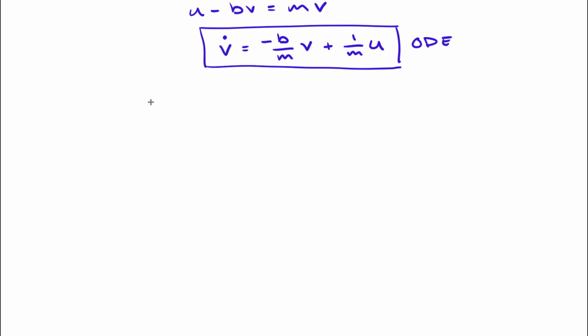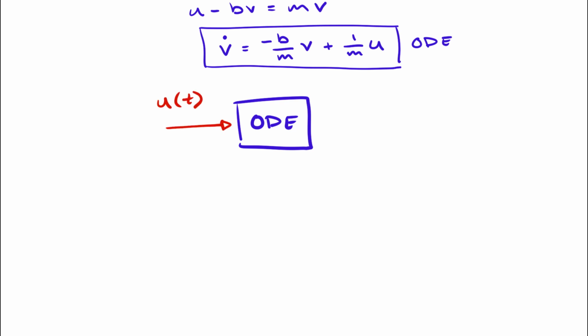It's important to pause at this moment to understand what this equation represents. It's a mathematical representation of the dynamic system defined in the free body diagram. In other words, for any given input u of t, we should be able to solve the differential equation and arrive at the actual output velocity profile.